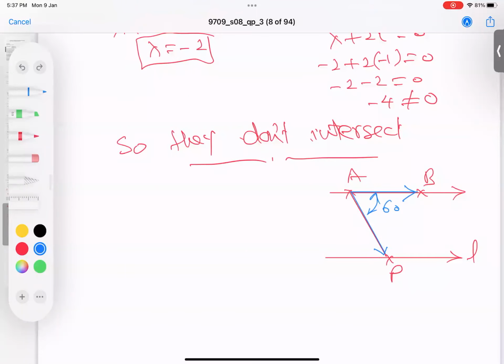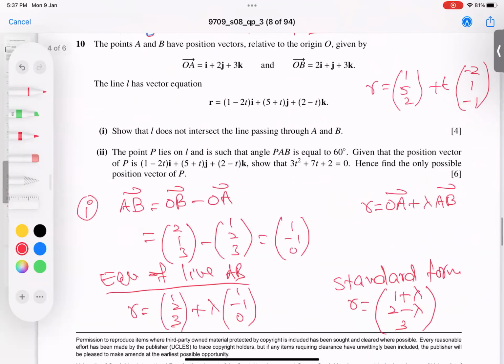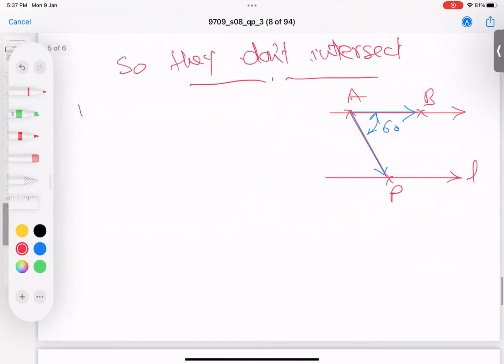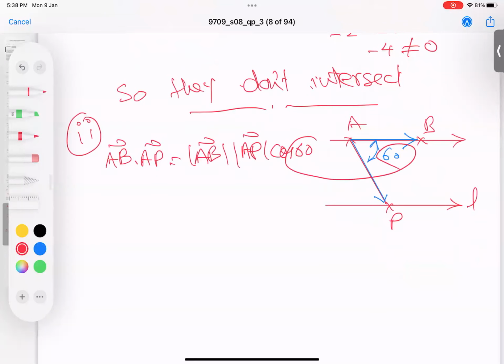And we have a dot product formula. You know it very well. So let's start the second part. What technique do we have to use here? The formula is AB vector dot AP vector equal to magnitude of AB times magnitude of AP times cos of the angle between, which is given by him as 60, luckily. Sometimes it is unknown, sometimes given by him.